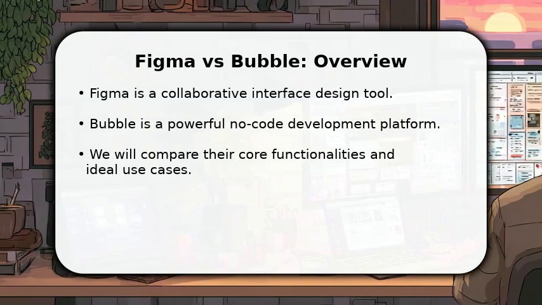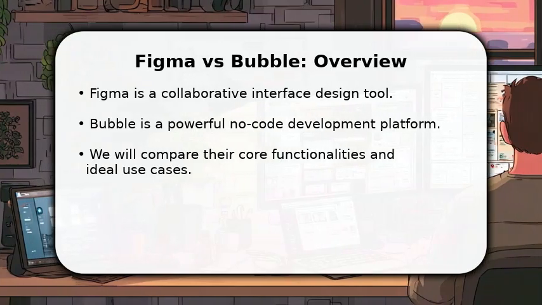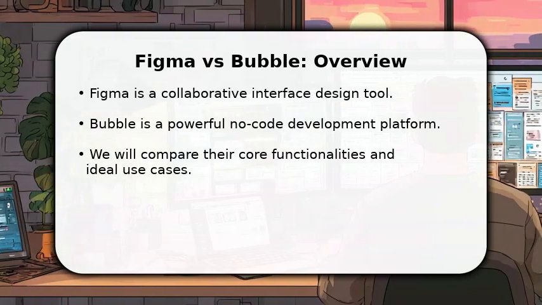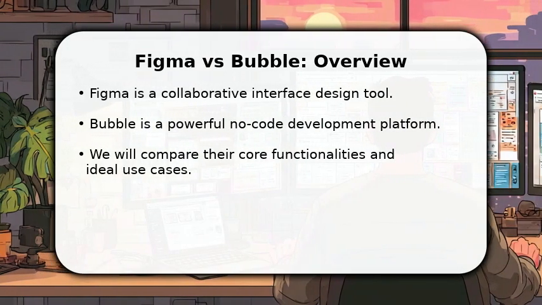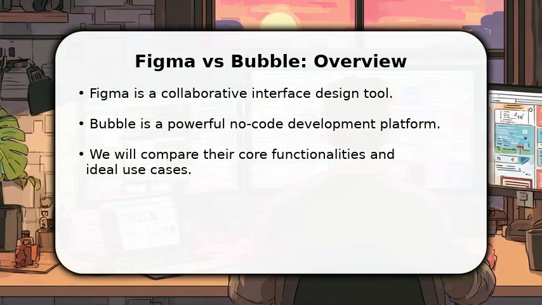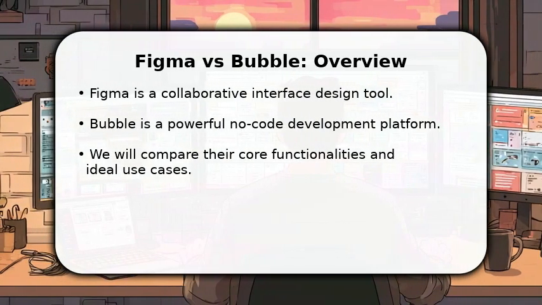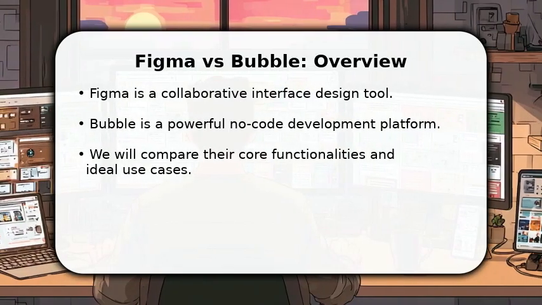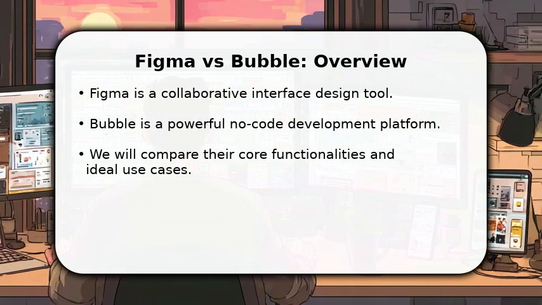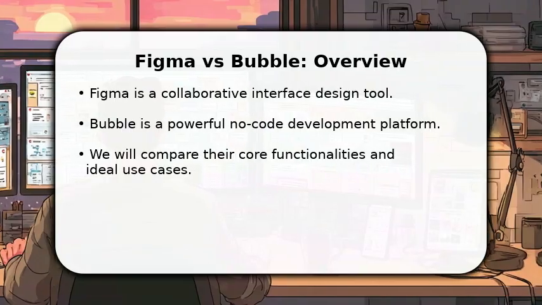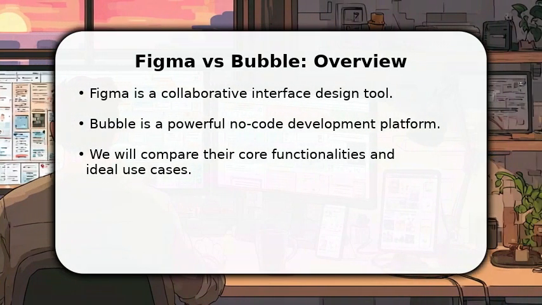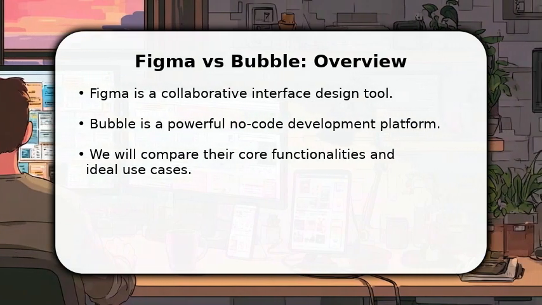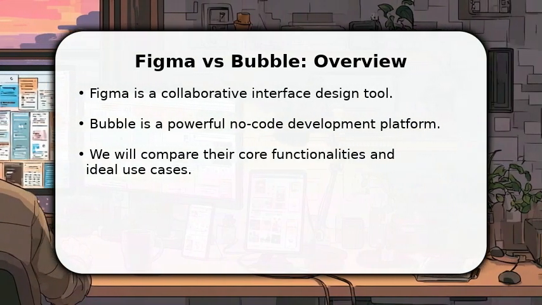In this video, I will compare Figma versus Bubble. Let's dive into understanding their fundamental differences and how each platform serves distinct purposes in the digital product development landscape. Figma excels in design collaboration, allowing multiple users to work simultaneously on a single file. Bubble, on the other hand, empowers you to build fully functional web applications without writing a single line of code, handling everything from databases to user authentication. We'll explore when to choose one over the other for your next project.